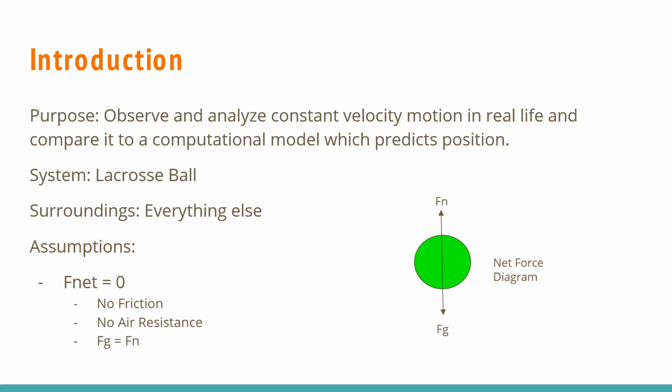The system we chose is a lacrosse ball, and our surroundings are everything else. And our key assumptions are that the net force acting on the ball is 0. This means that there is no friction, no air resistance, and that the force of gravity equals the normal force. As we can see over here, all the forces are balanced in our net force diagram.